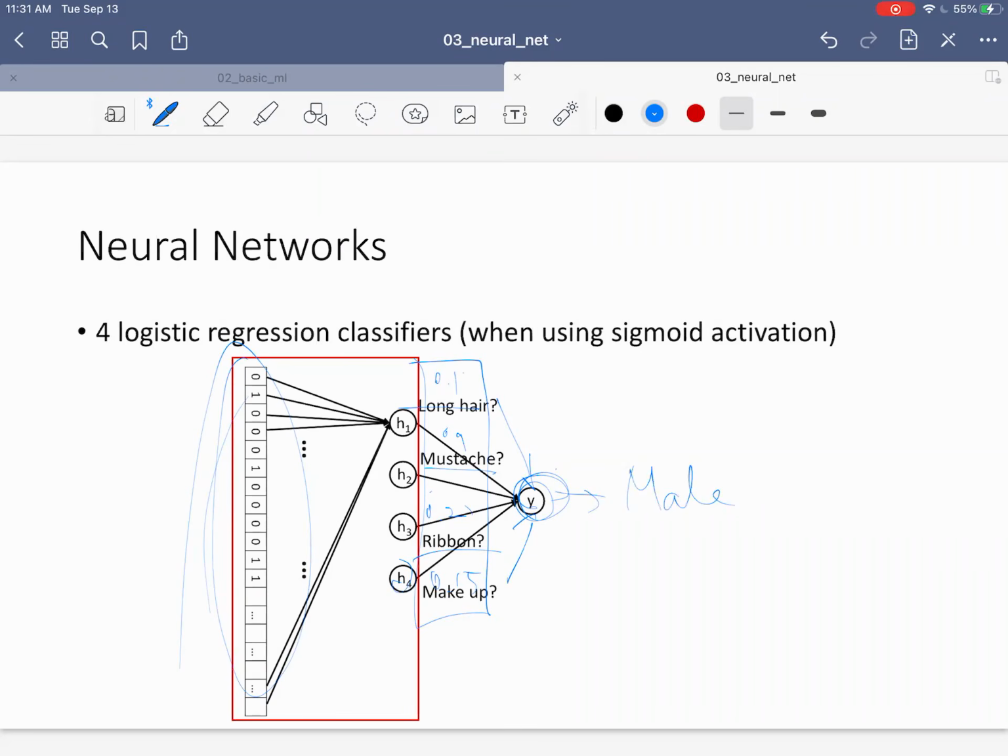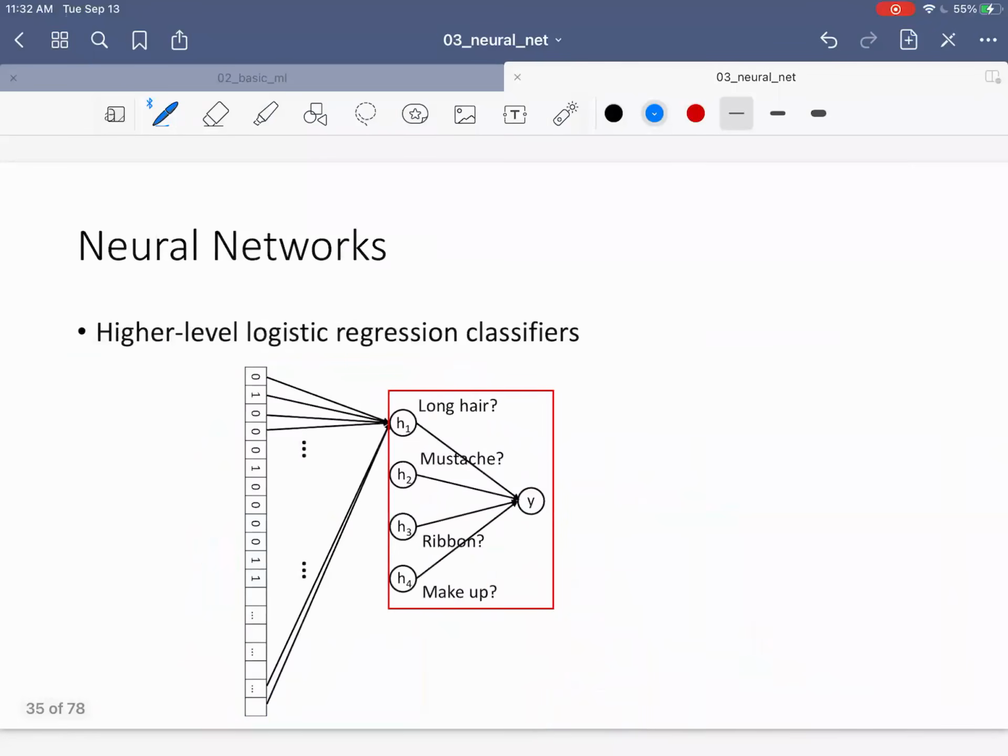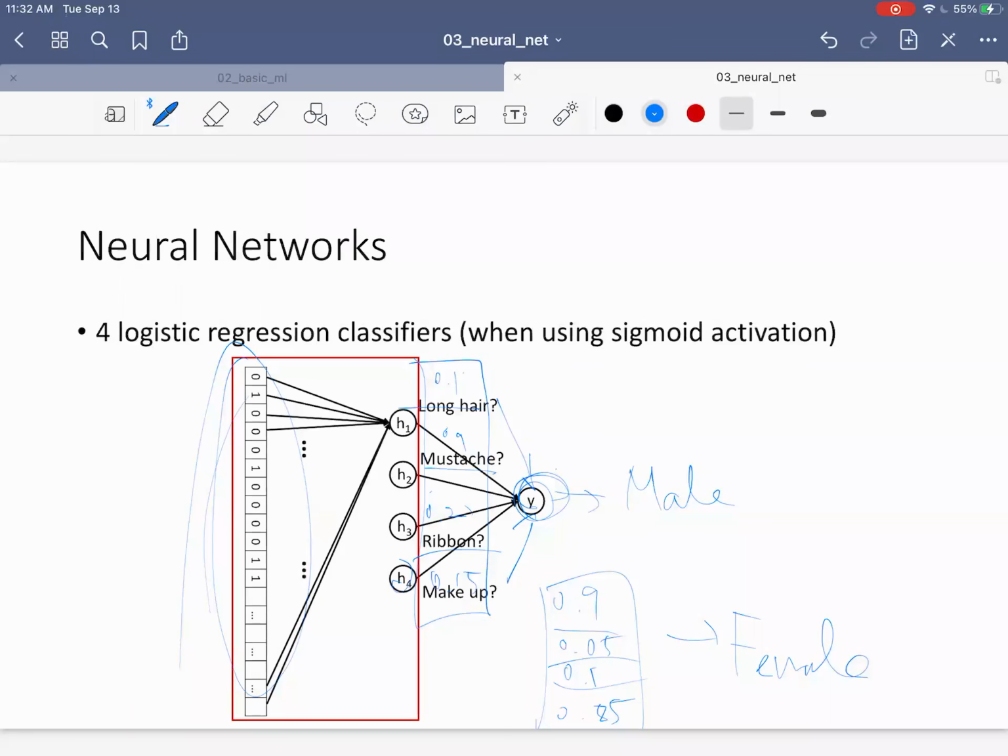But if the given input 4-dimensional vector was 0.9, 0.05, 0.1, 0.85, then this 4-dimensional vector given to the final logistic regression will probably be female, right? So that's what we assume would be happening. I'm not saying that this is actually happening, but this could be happening, you know.